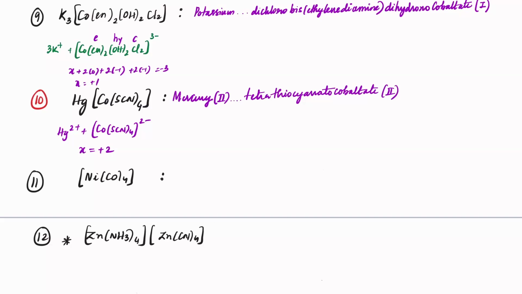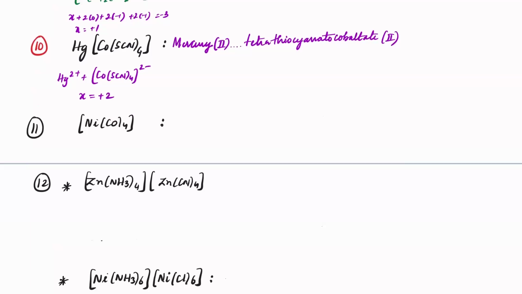Right. Next, Ni(CO)4. This is a neutral complex. It has zero oxidation state. So we will write this simply as tetracarbonyl. Okay. Nickel oxidation state is 0. That's it. Simple.